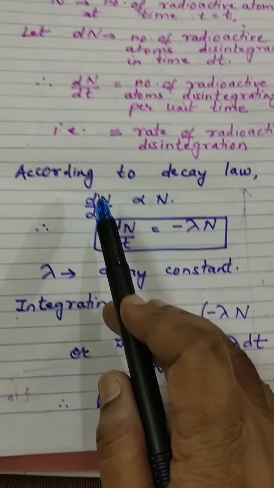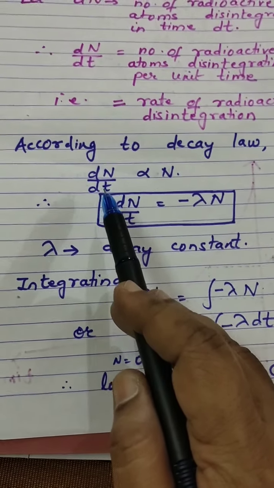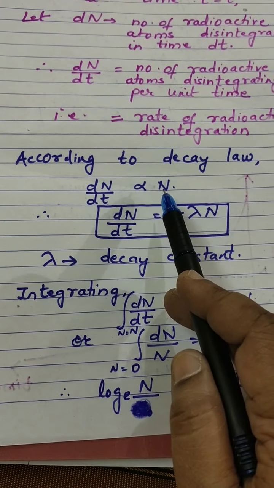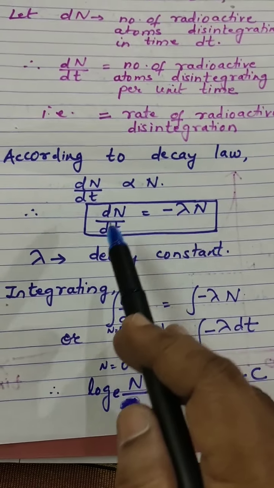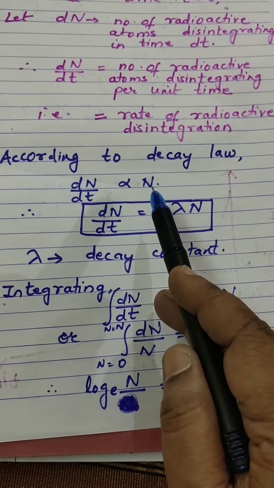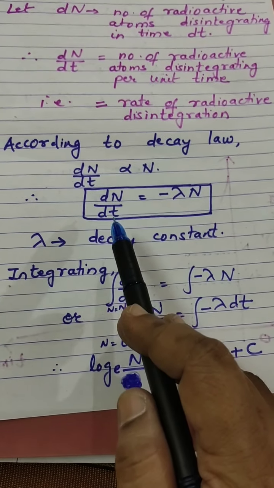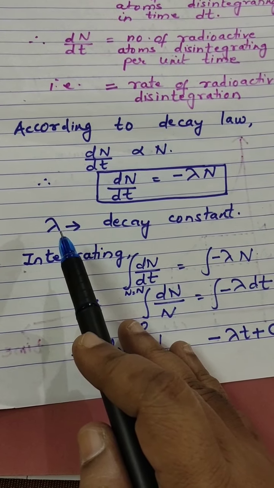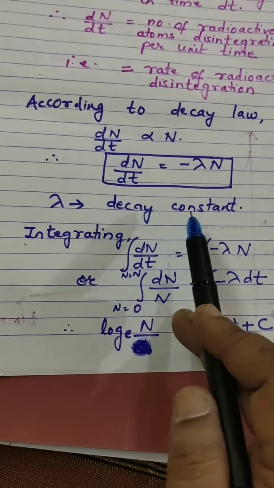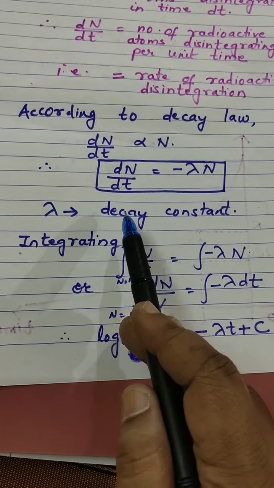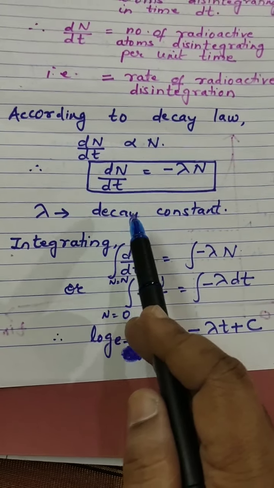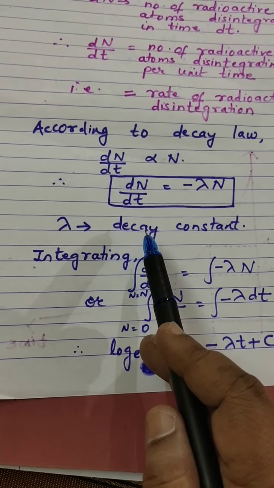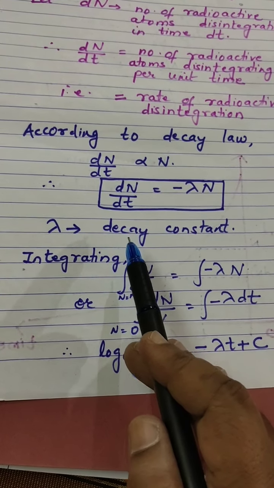Now, according to the decay law which I stated earlier, this rate of radioactive disintegration is directly proportional to the number of radioactive atoms present at that particular time instant. That means dN by dt is proportional to N. Together we can put this as dN by dt is equal to minus lambda into N, where lambda is the constant of proportionality and it is called the decay constant. Its unit is per unit time. This time may be in seconds, minutes, days, or years. Now let us proceed.